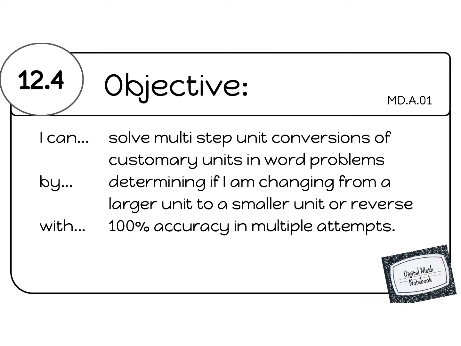The objective for today's lesson is: I can solve multi-step unit conversions of customary units in word problems by determining if I am changing from a larger unit to a smaller unit or reverse, with 100% accuracy in multiple attempts. Please pause to write the I can and by statement in your digital math notebook now.